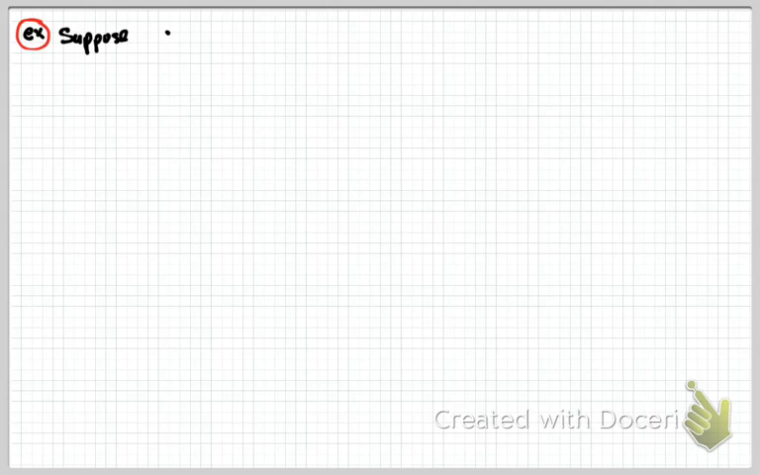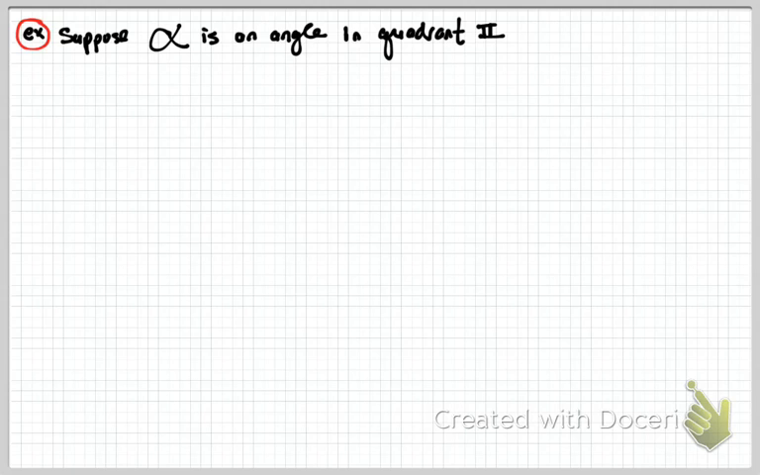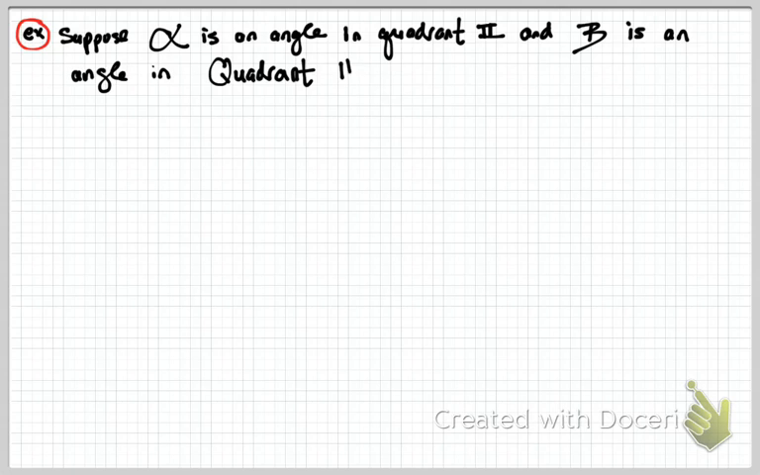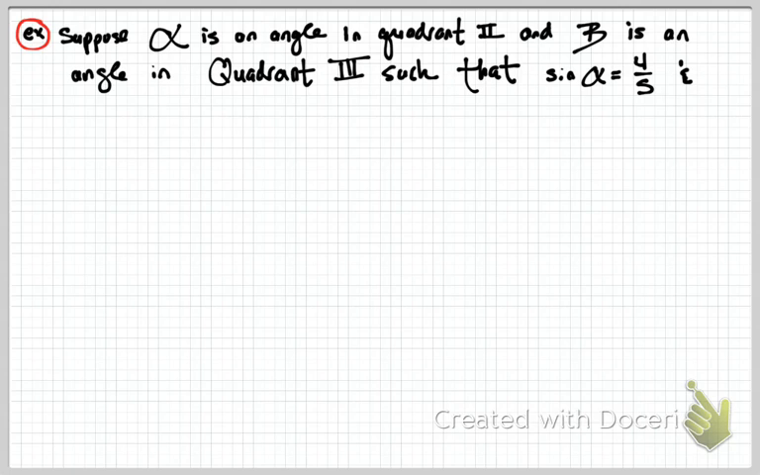Suppose alpha is an angle in quadrant 2, and beta is an angle in quadrant 3, such that sine of alpha is equal to 4/5, and cosine of beta equals -3/4.